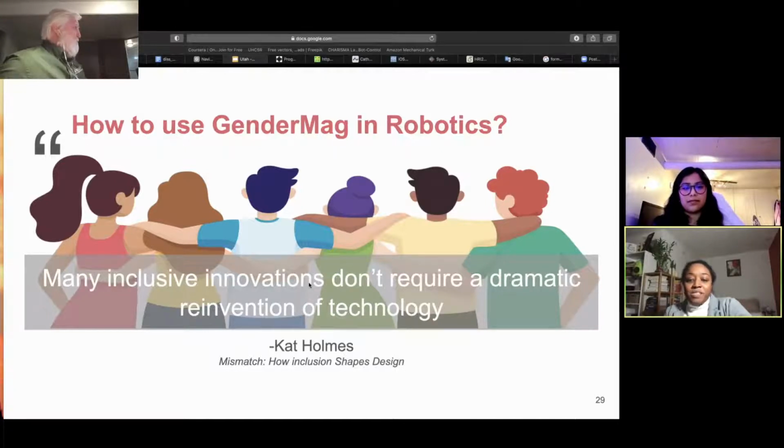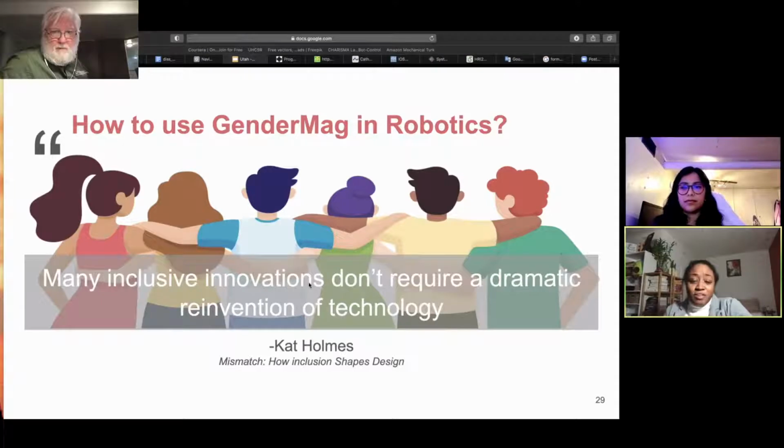Now, this whole idea that GenderMag works on UI interfaces is proven by now, but Margaret is looking at it from an XAI perspective, right? Explainable artificial intelligence. And she's looking at it from an educational perspective, like the work that she's doing with Ross, and with me, she's looking at it from the robotic perspective.